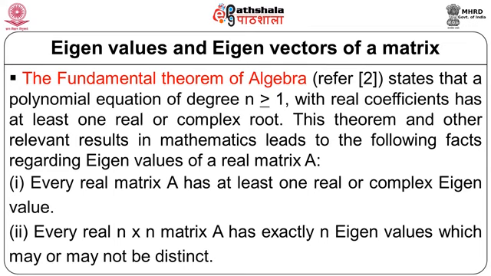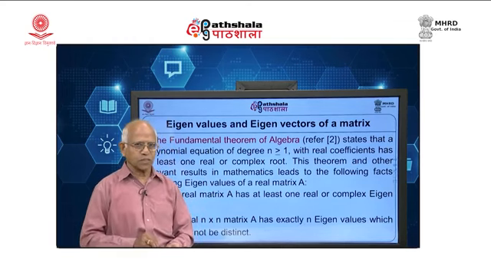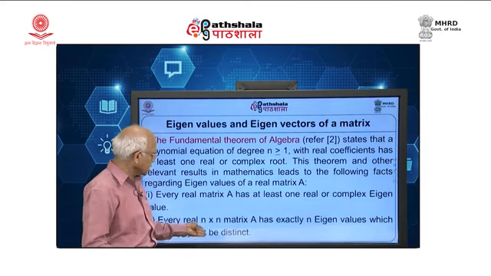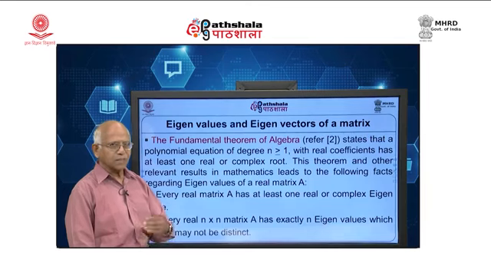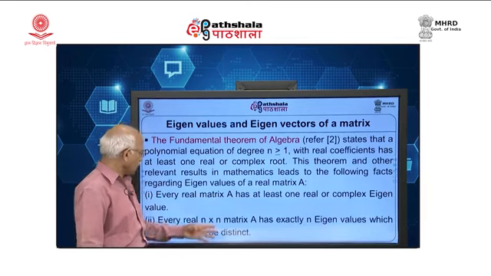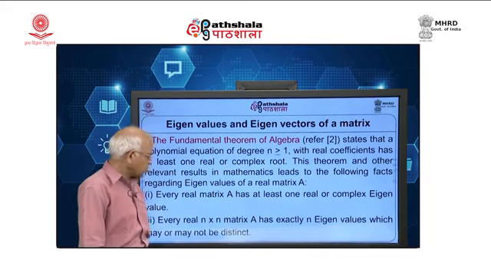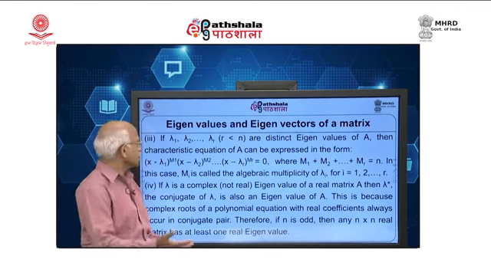Every nth degree polynomial equation with real coefficients has n roots, and therefore the characteristic equation will also have n roots, and these n roots are nothing but the eigenvalues of matrix A. Therefore, matrix A has exactly n eigenvalues which may or may not be distinct, because some roots may be repeated.